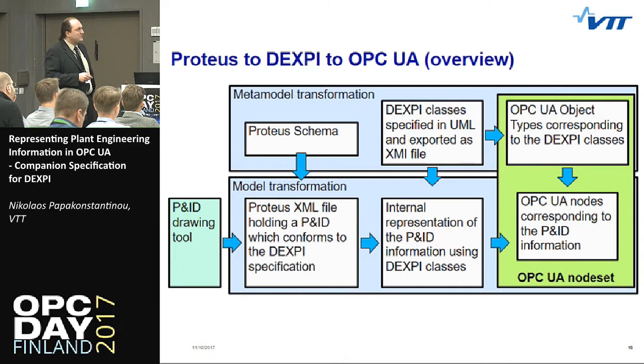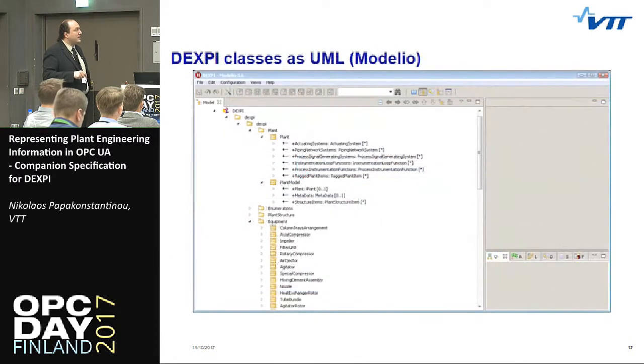So far our progress is that we have created a draft set of the object types that correspond to the DEXPI specification. And the next step is to work more on this draft set of object types and also do the real diagram transfer. Here is a little snippet of how the DEXPI specification looks in UML.